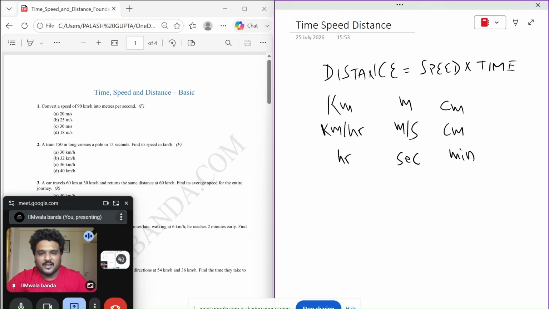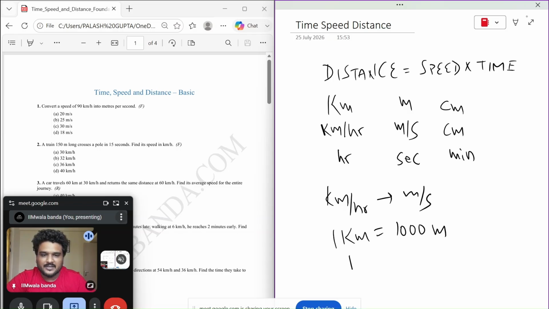So a very important conversion is kilometer per hour into meter per second. And if we look at how many meters will be 1 kilometer, so can I say 1 kilometer is 1,000 meters? And can I say 1 hour is essentially 60 minutes or 3,600 seconds? So if we simplify this, this becomes 5 by 18.